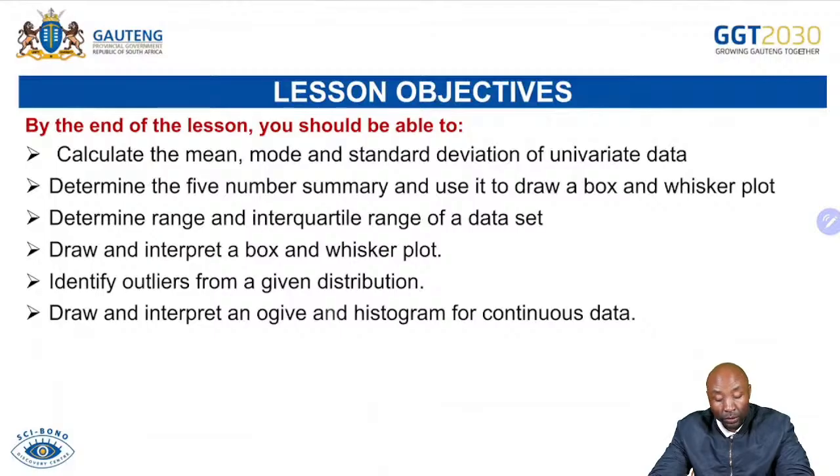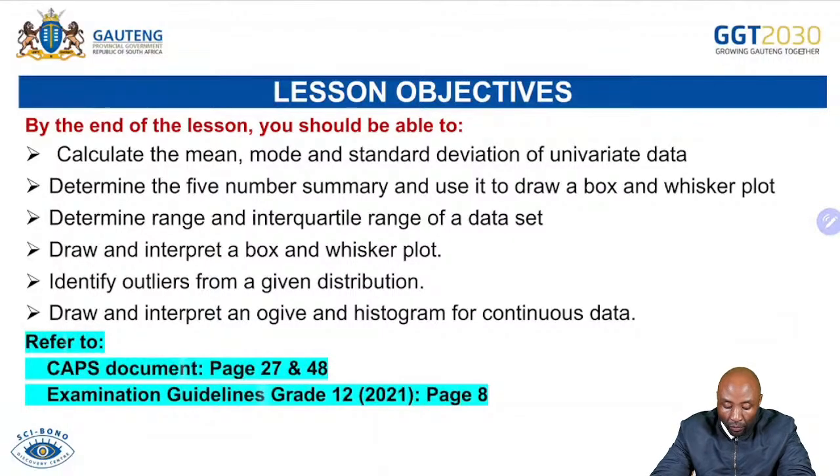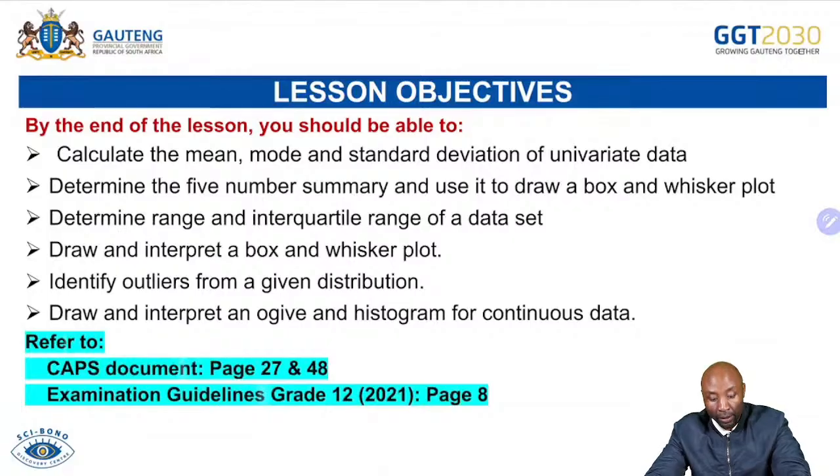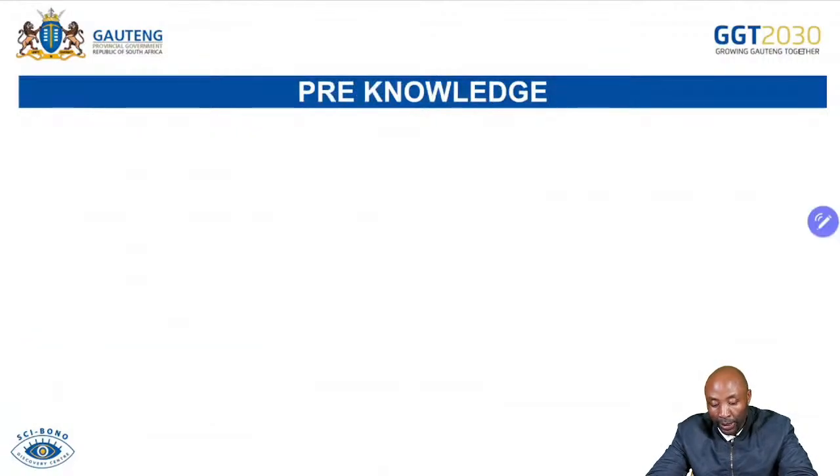We should be able to draw and interpret a histogram for continuous data, and we will refer to our CAPS document on page 27 and 48, as well as our examination guidelines for grade 12, page 8. Please get your calculators and somewhere to write ready, because we are going to be doing some bit of work. It will be less talking, but more of us practicing what we have learned moving forward.